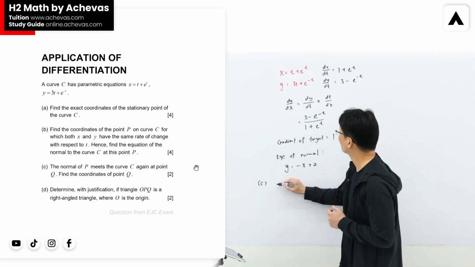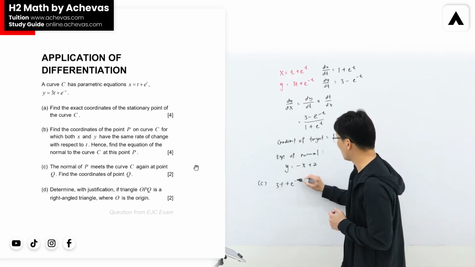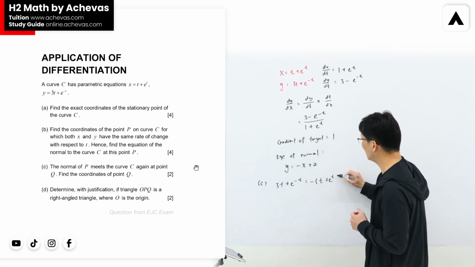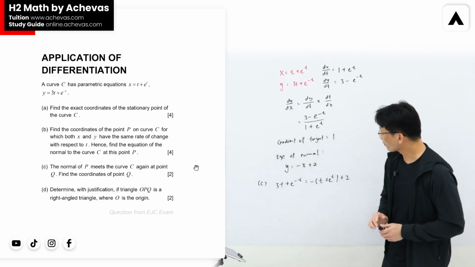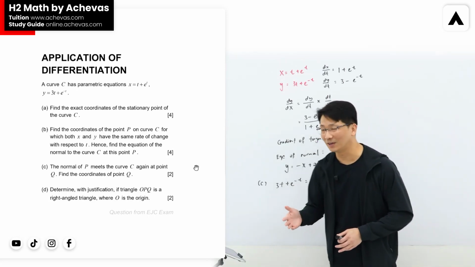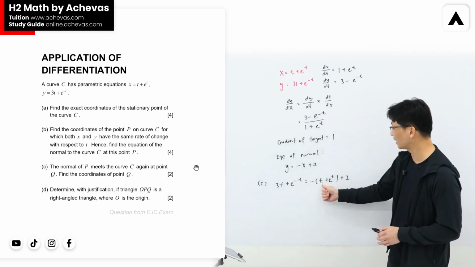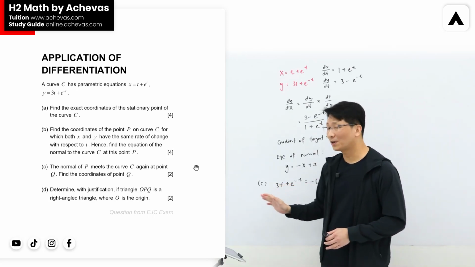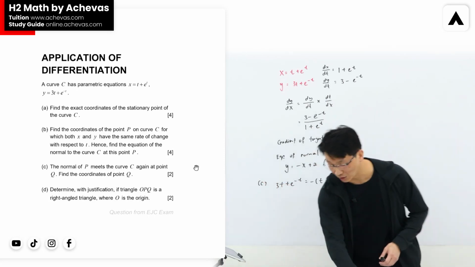We will have 3t plus e to the power of minus t equal to minus t plus e to the power of t plus 2. As for this equation here, I don't think I can solve it algebraically since it comprises a term that is a t and an e to the power of t. I'm going to use my graphing calculator to solve this equation.